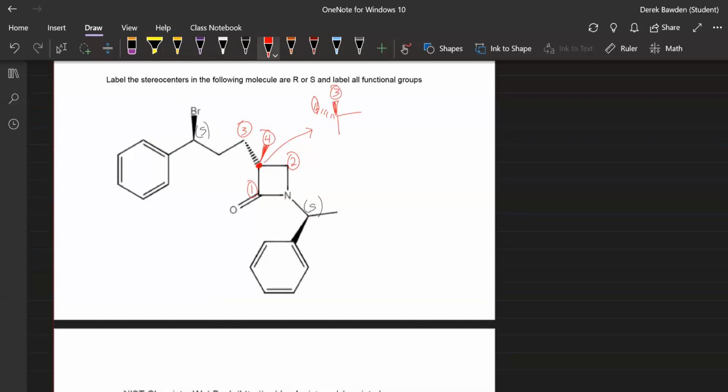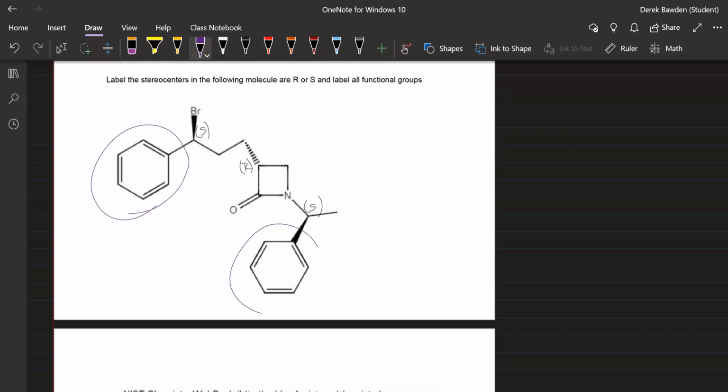Swap it with our 3. 1 and 2 the same. Our pseudo is counterclockwise, which is what? S. So our original is R. Perfect. Any other stereocenters in the molecule? I believe so. Anyone see any? Nope, good to go. All right, so now we want to label our functional groups.